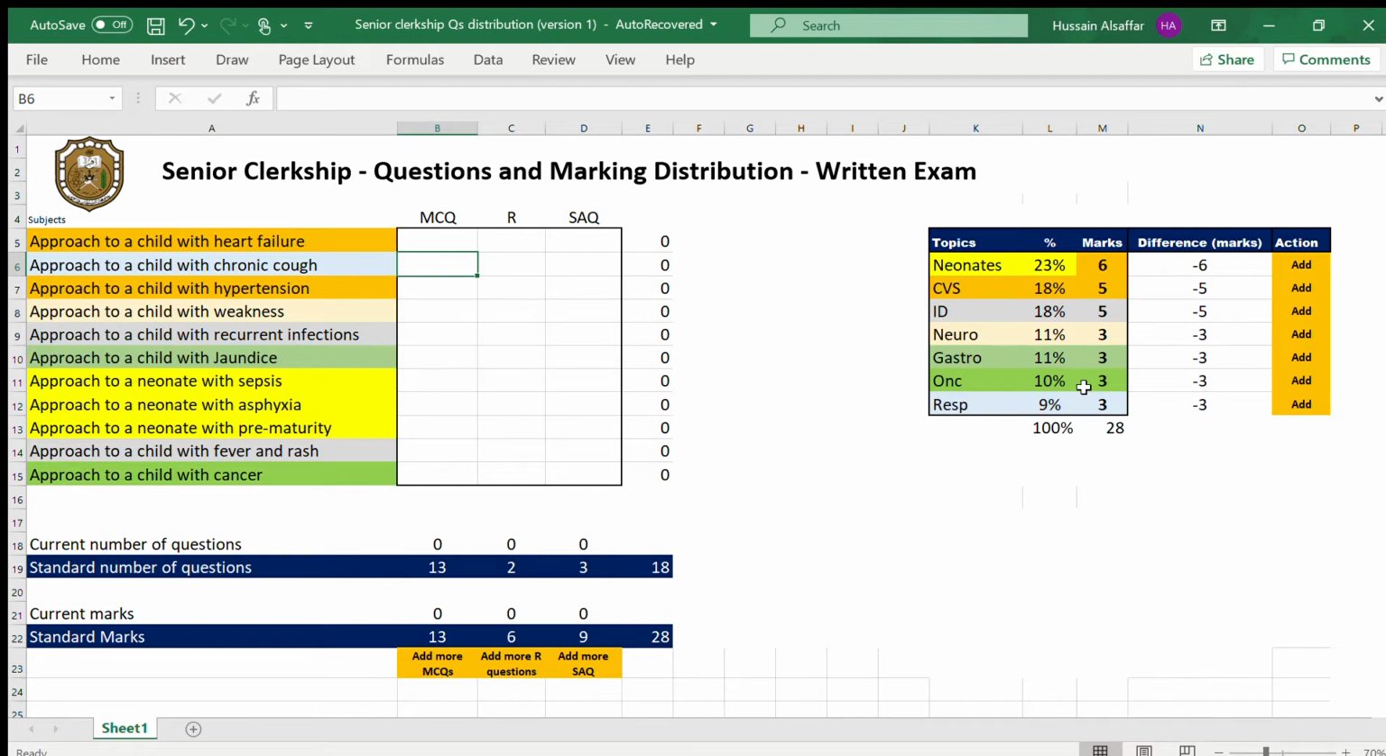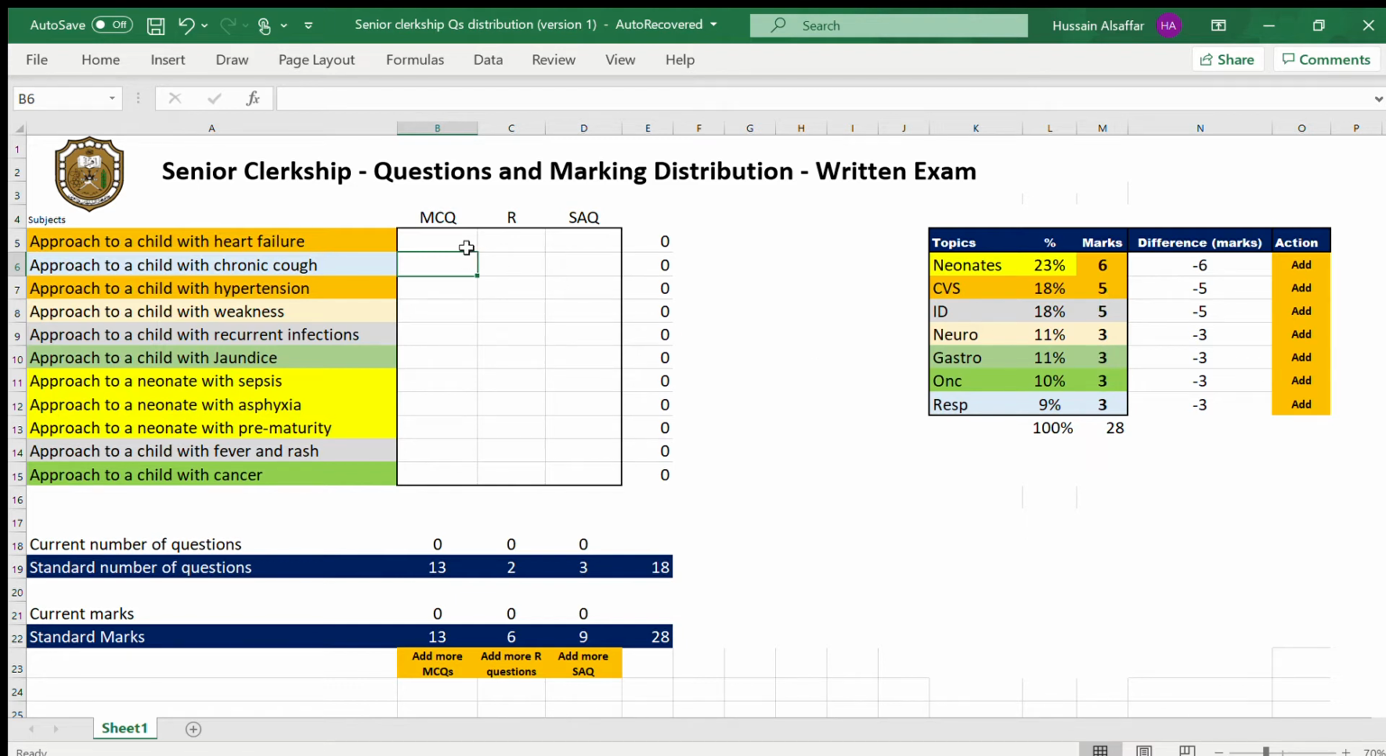So therefore, out of 28 marks, which is based on 13 MCQ questions, 2 R-type questions, each R-type is 3 marks, and you have 2 questions, so that's 6 marks. SAQ questions, 3 marks for each question, and you have 3 questions, therefore a total of 9 marks. So the total marks for this exam is 28 marks, and this is the distribution for them. So for neonates, we have to get 6 marks, cardiovascular 5, and so on.